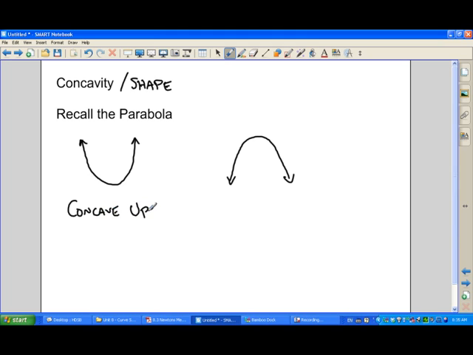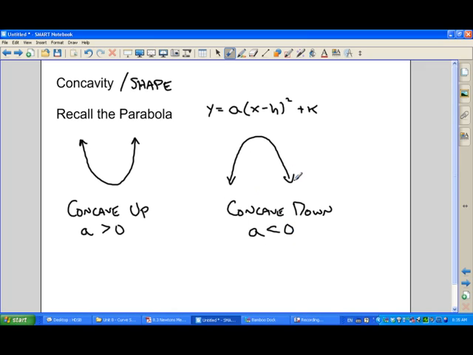concave up. We know the parabola opens up when, given that equation for the parabola, a(x - h)² + k, if the a value is greater than 0, this parabola opens up. This parabola, on the other hand, we say is concave down. If a is negative, if a is less than 0, then we end up with this parabola opening down.